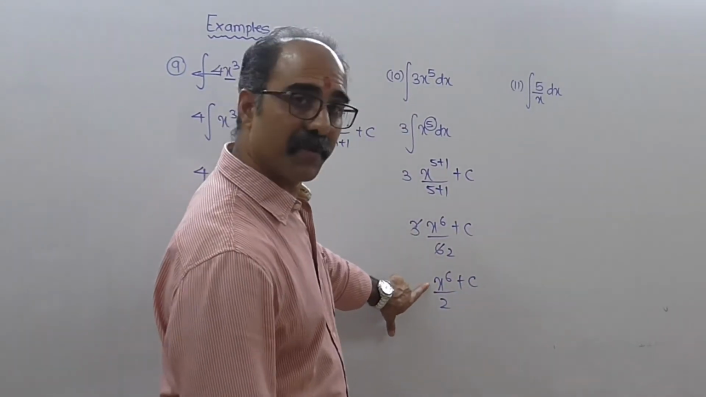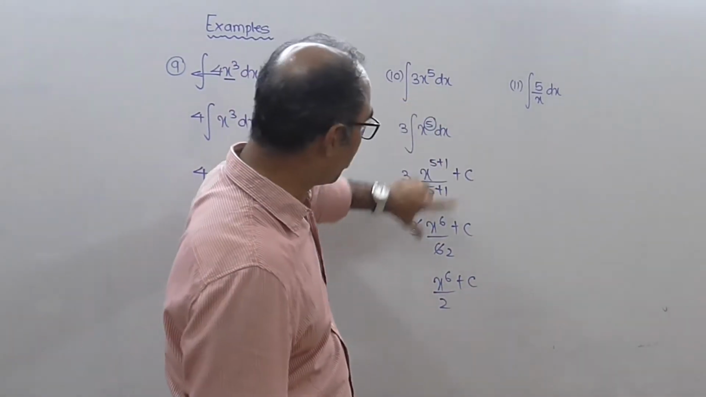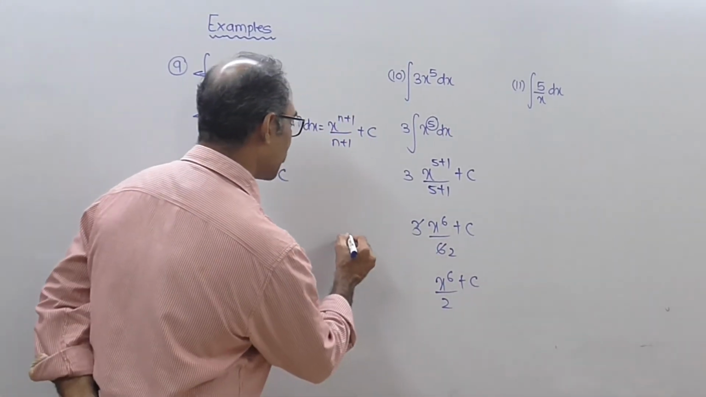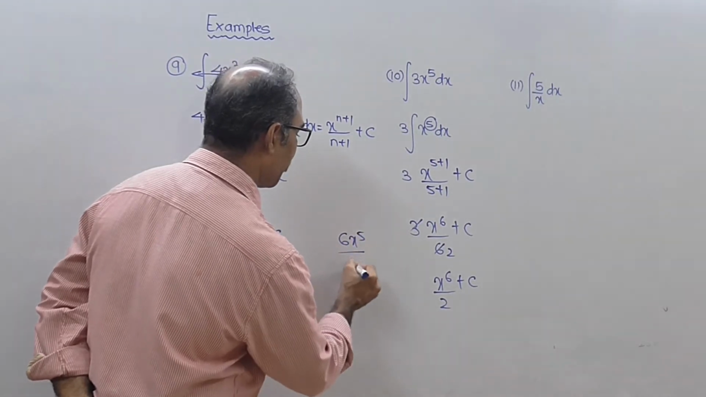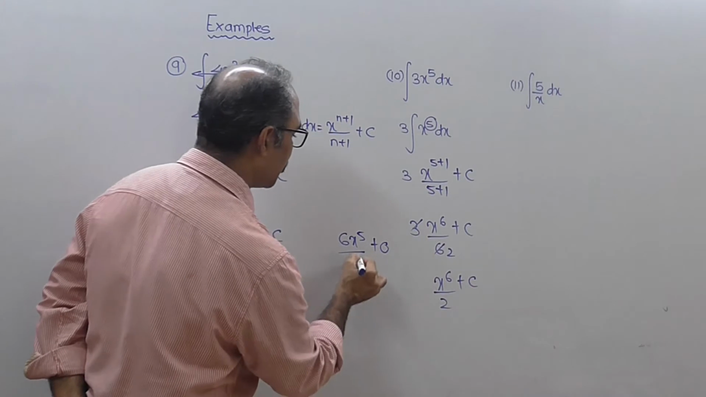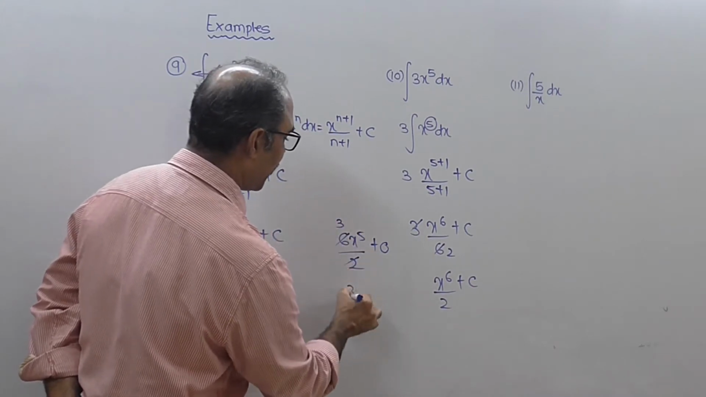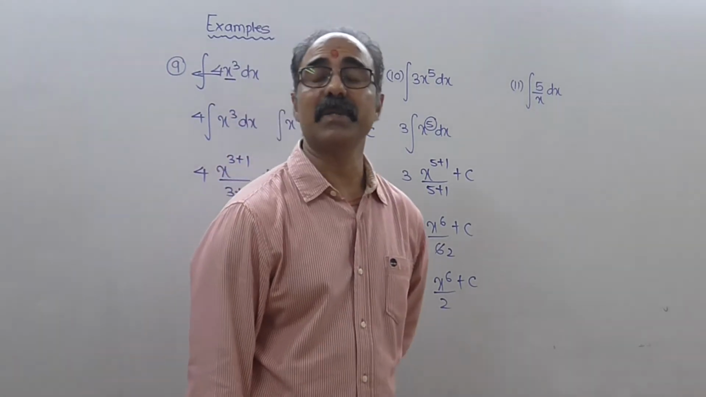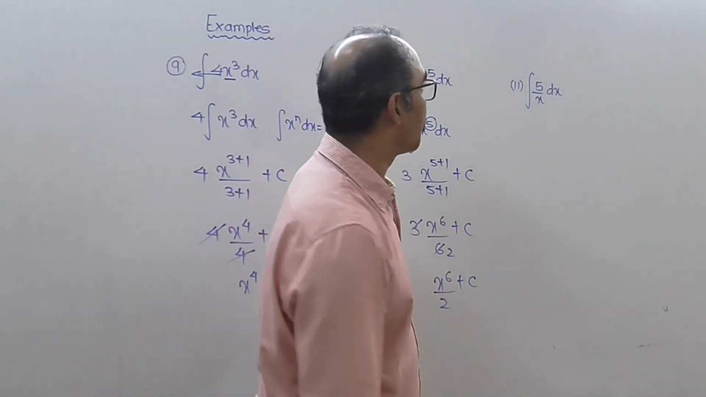If you take the derivative of this, I hope you should get back the question. What is the derivative of x raised to 6? The derivative of x raised to 6 is nothing but 6x raised to 5, and in the denominator you have a 2, and derivative of c, which is a constant, is 0. You can cut this. I think the answer will be 3 times x raised to 5. That is nothing but your question. That is why integration is called as antiderivative.